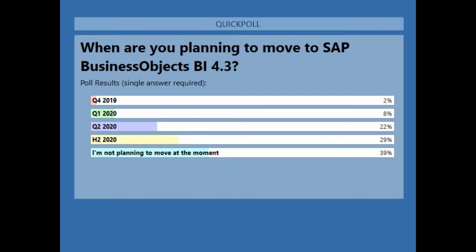Yeah, totally. So we've got a pretty good smattering here. It seems that "I'm not planning to move at the moment" is the highest. Of those people that are not planning to move at the moment, where are you currently? Are you in the SP7 range?